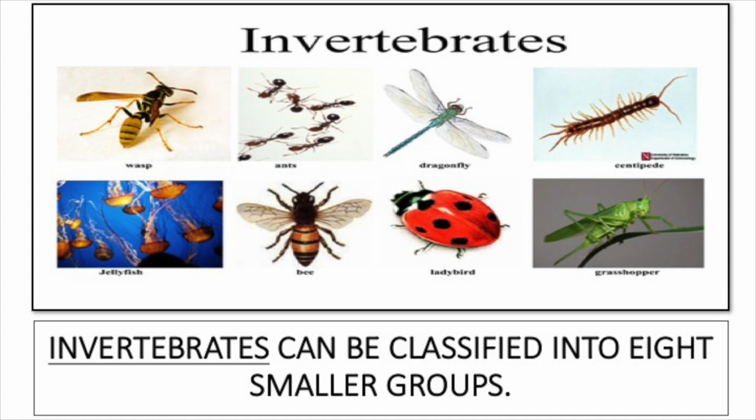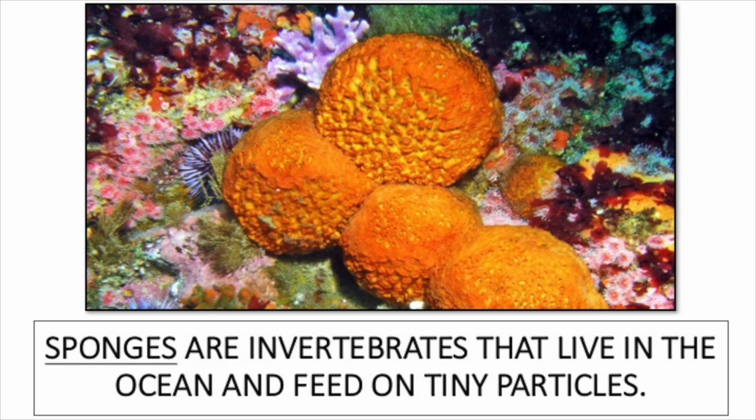Invertebrates can be classified into 8 smaller groups. And we can call these groups subgroups because we have one big group, invertebrates, but then we can classify them further into 8 different subgroups. For example, sponges are invertebrates that live in the ocean, and they feed on tiny particles. Yes. Now, can you believe these things here are actually alive? These are living things, sponges that live in the sea or the ocean. And they feed on the particles that collect at the bottom of the sea. No backbone, so they are invertebrates.